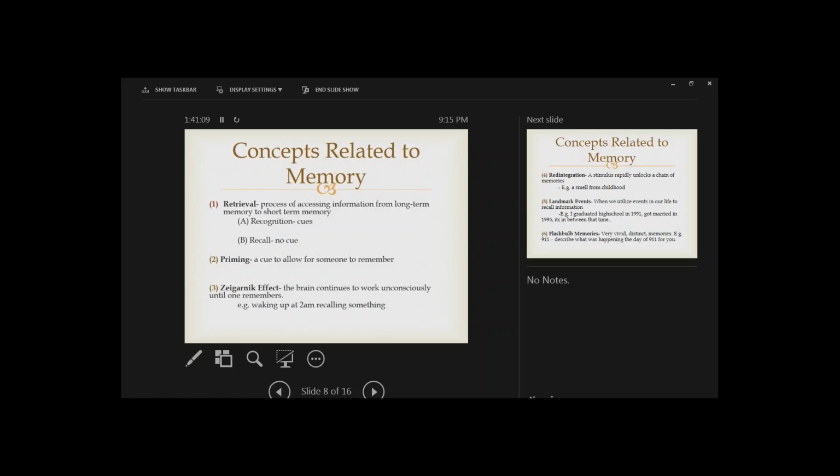Recognition would be that there are already cues there for retrieval. Priming would be me giving you a cue to help you remember something. You may even do it yourself. You may say, okay, I'm trying to recall the name of so-and-so, so then you prime yourself by going, okay, A, B, C, oh, Charlie. So priming is a technique to help you remember.